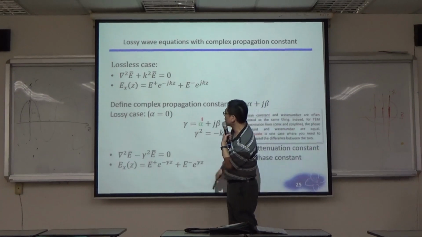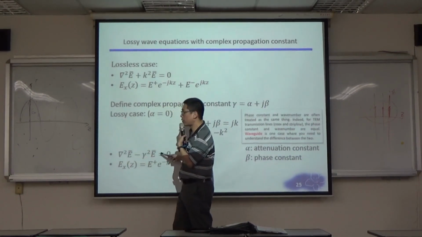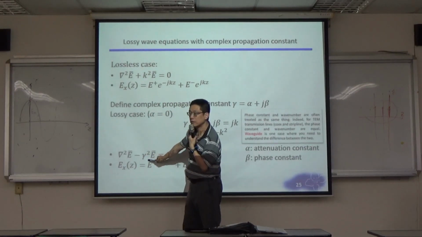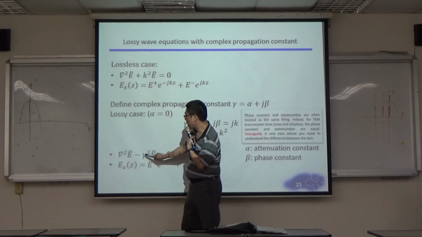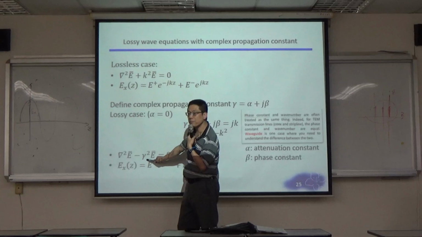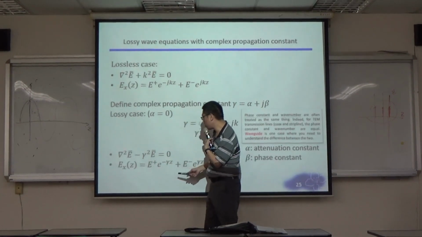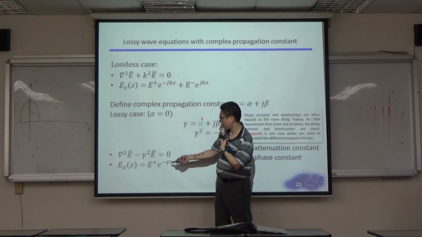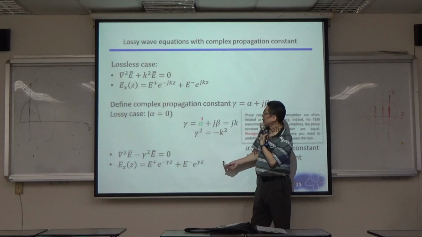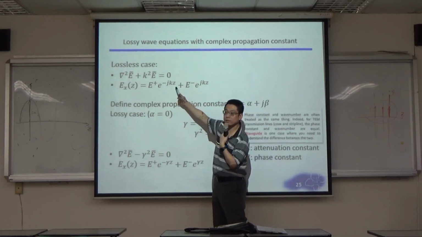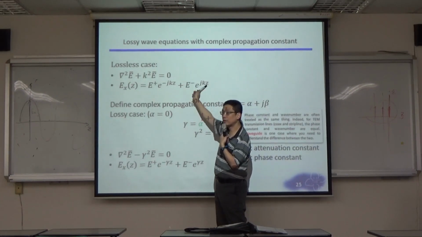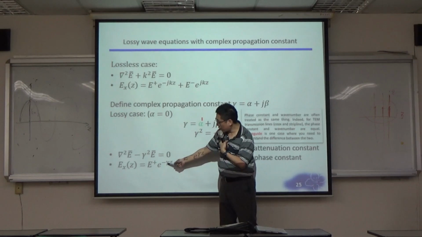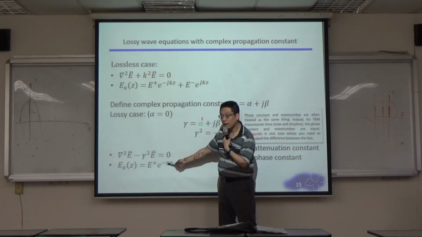Therefore, you can have your new wave equation from the lossless case to your lossy case. Now your k is gamma. Your k square is minus gamma square here. And then you should write down your new electric field like this too. Compare these two equations. Lossless, you don't have the sigma, you don't have j. But for this one, you have gamma. You have gamma equals alpha plus j beta.